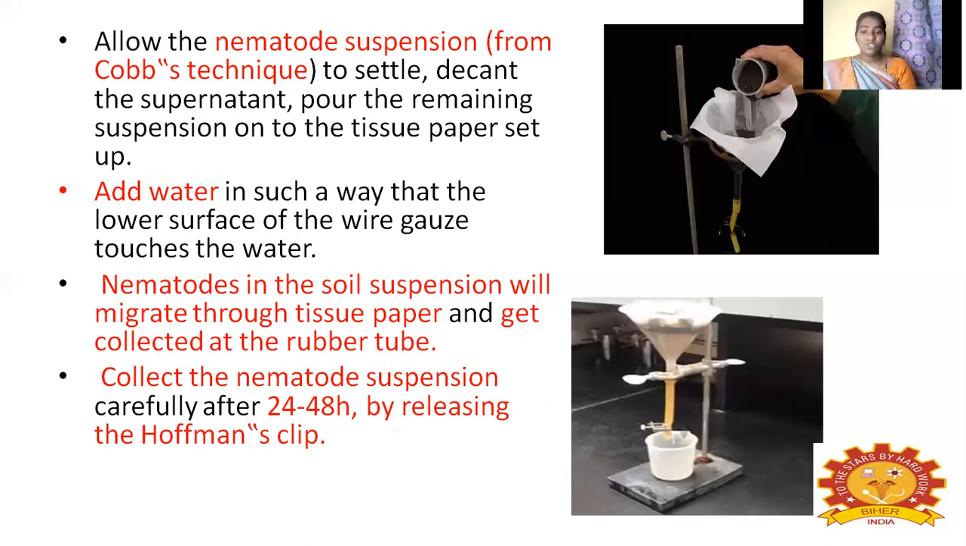Collect the nematode suspension carefully after 24 to 48 hours by releasing the Hoffman's clip. So we have to keep this funnel for 24 to 48 hours as such, and after that we can release the Hoffman's clip. By releasing the Hoffman's clip, we can collect the filtrate-like suspension. The suspension has some nematodes. So this is Baermann's funnel technique. This is also a simple thing. By using a funnel and tissue paper, we are just collecting the active nematodes by gravitational force.